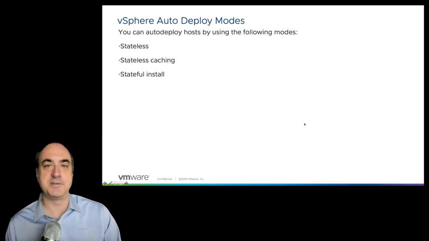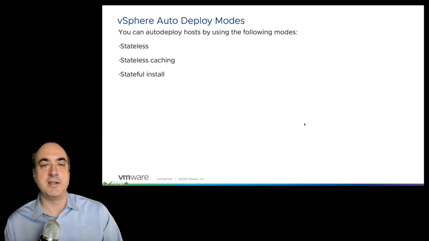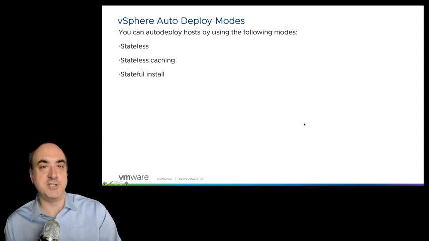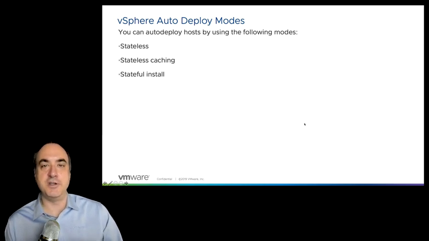So like we said, auto deploy can run in a couple different modes. It can run in what's called stateless mode. It can be run in stateless caching mode. It can be used as a stateful install. Basically, the true basis of auto deploy is completely stateless. The ESX servers have no local storage. They always just boot off of the network and get whatever image has been stored on auto deploy.